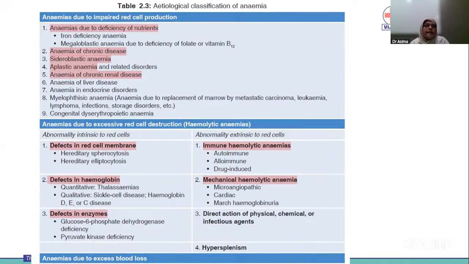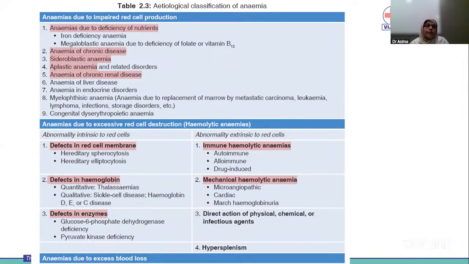Then we go to the anemia due to excessive red blood cell destruction, that is the hemolytic anemias. These can be divided based on the problems with the red cells, which are intrinsic to the red cells, as well as those which are extrinsic. In the intrinsic problems of the red cells, we have defects in the red cell membrane. Here, the most general of them are hereditary spherocytosis and hereditary elliptocytosis.